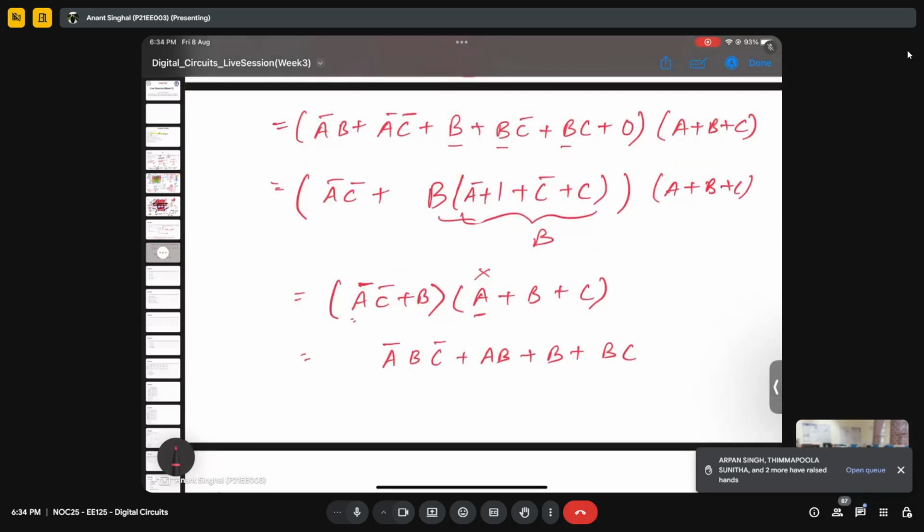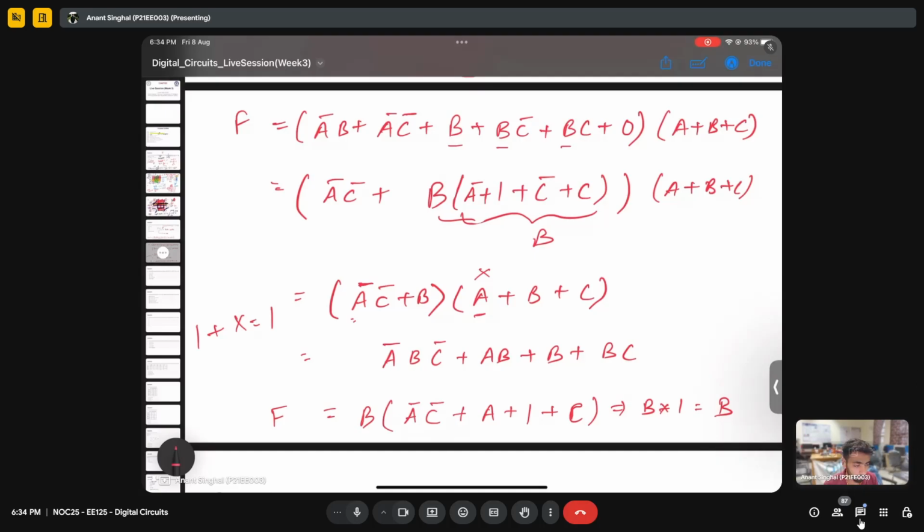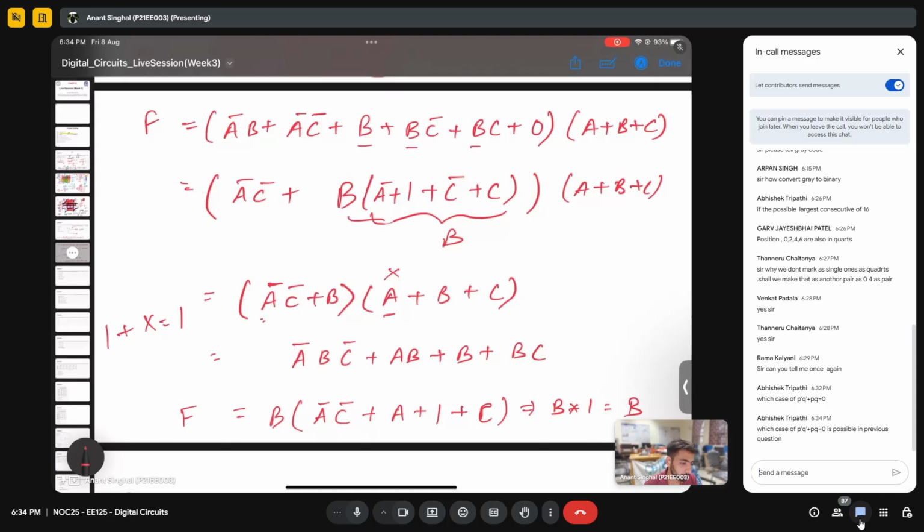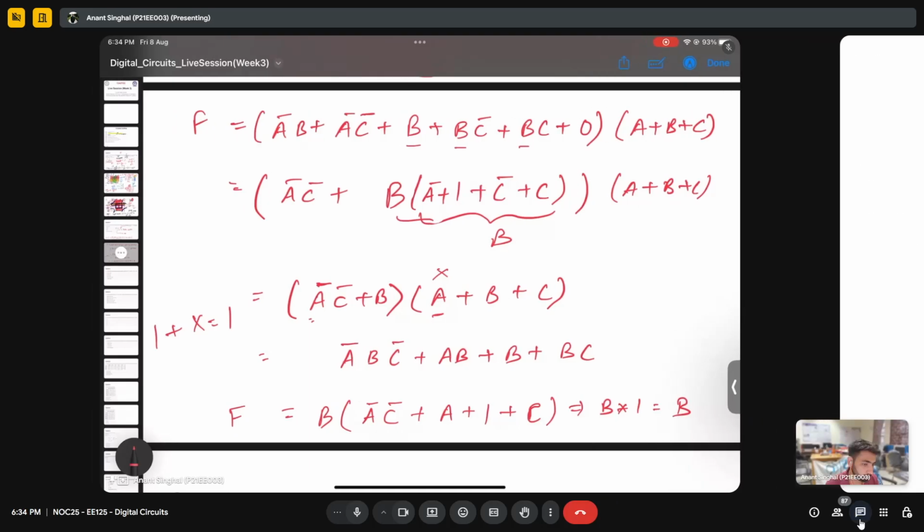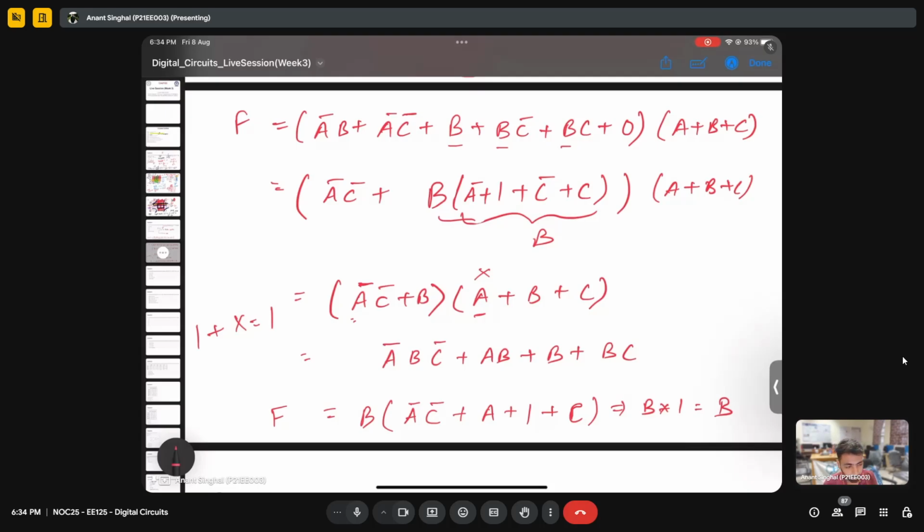Do you understand? So again, what I can do is, I think I can take b as common from all the terms. So it will be a bar c bar plus a plus 1 plus c. So 1 plus any expression is always equal to 1. I hope you know that. So this will be nothing but b times 1, and this is nothing but b. So this is what we are solving for f, right? Is there any doubt in this? Please let me know if there is any doubt.